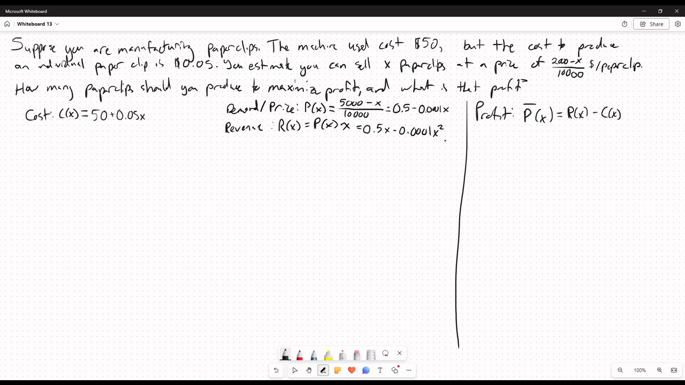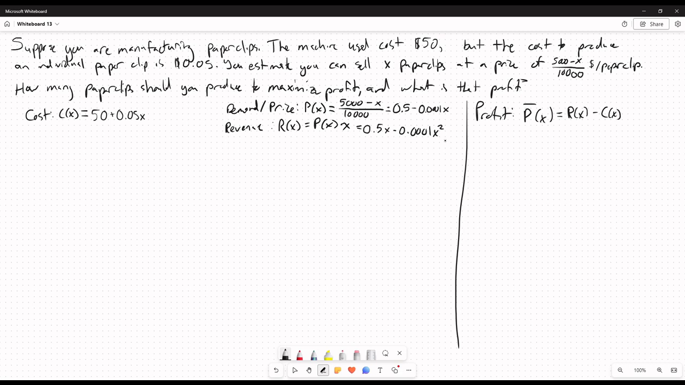One interesting application of the derivative is in economics when we're talking about supply and demand. So suppose you are manufacturing paper clips and the machine you used costs $50, but the cost to produce an individual paperclip using that machine is just 5 cents per paperclip. You estimate you can sell x paperclips at a price of (5,000 minus x) over 10,000 dollars per paperclip. And we're wondering how many paperclips should you produce to maximize profit, and what is that profit?